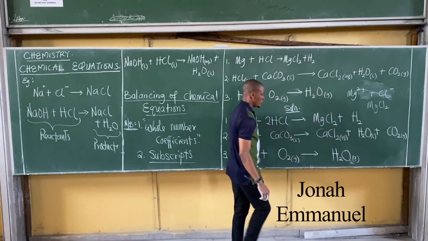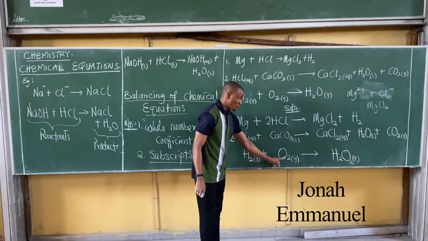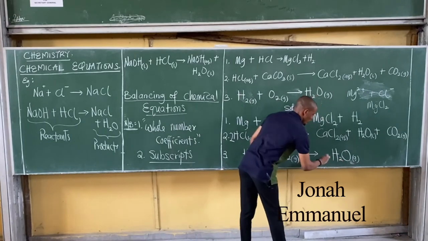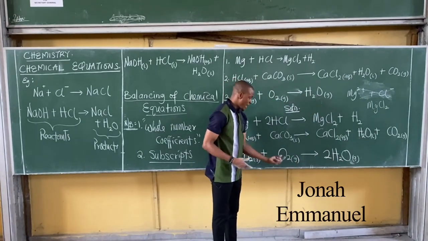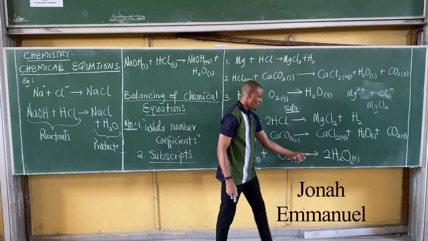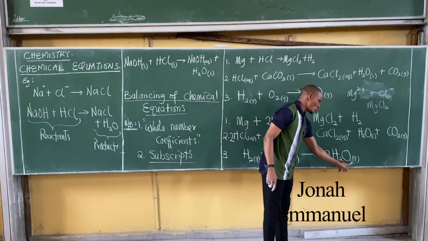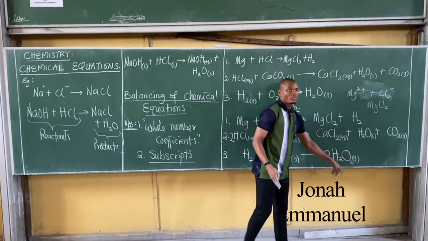Instead, I have to add whole number coefficient. There is two. Here is one. So I'll put two there instead. That means considering oxygen, I have two oxygen here. For this one, I have two times one. That's two oxygen. But there is a problem.